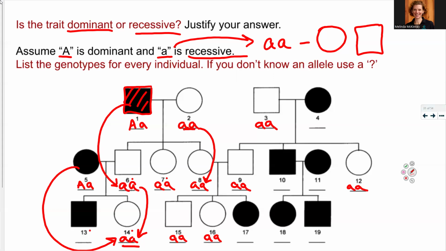Okay? And then for the offspring here, you know that since they are shaded, they're expressing a dominant phenotype. So they have a capital A. And then from the father, they could only receive a recessive allele. So you know that they're also heterozygous. So similarly, you could work out the rest of this example.